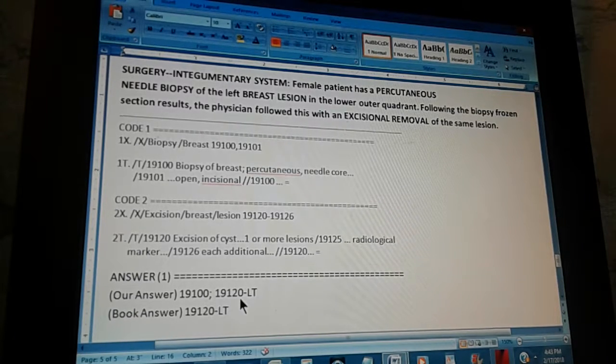And as we told you before, the book answer just gives you the code for the lesion. We have tried to see where in the code book says that the biopsy is included in this. We have not found it. If you find it, please let us know.